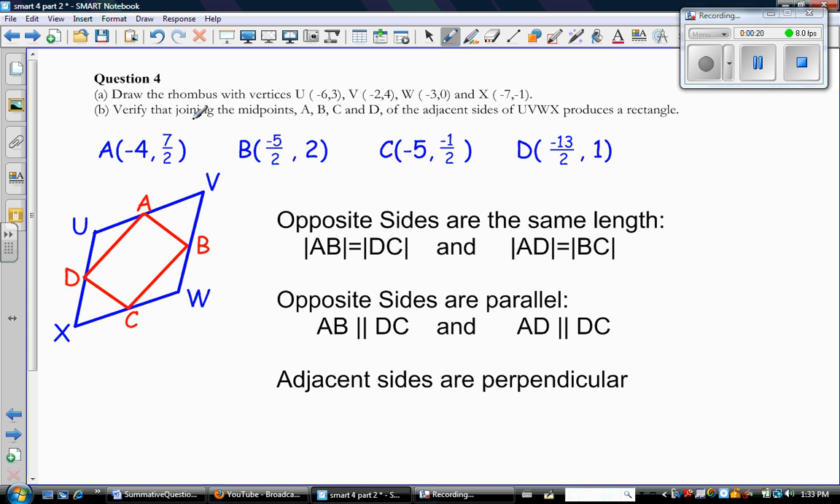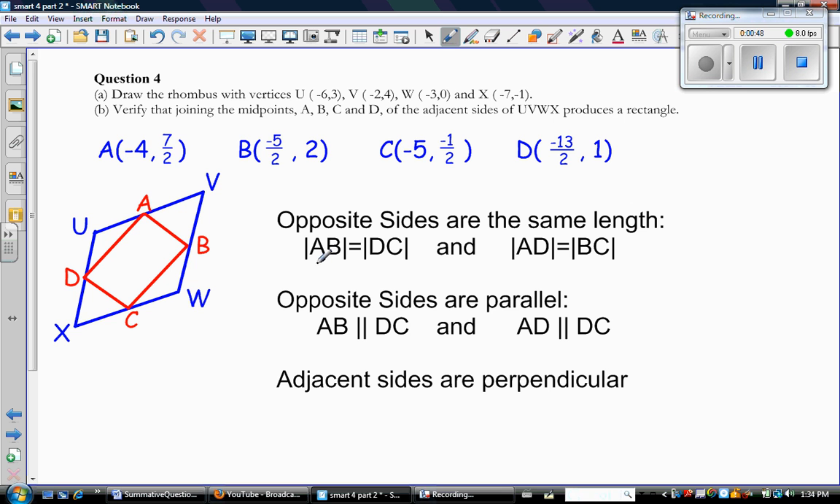We started off by drawing a particular rhombus called UVWX, and that's what you see here in blue. We then had to find the midpoints algebraically, so we found A, B, C, and D using the midpoint formula. And then we connected those midpoints, and our whole purpose for part B is to prove that this is a rectangle. So we started by reviewing what it meant to be a rectangle. So we knew that there were 5 things we had to do.